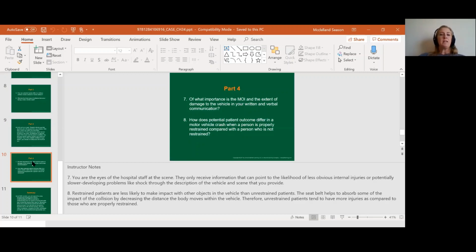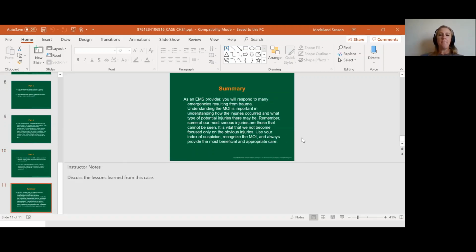Number 8, how does potential patient outcome differ in a motor vehicle crash when a person is properly restrained compared with a person who is not restrained? Restrained patients are less likely to make impact with other objects in the vehicle than unrestrained patients. We talked about this a little bit ago when we talked about him not being restrained and the mechanism that we might see. The seatbelt helps to absorb some of the impact of the collision by decreasing the distance the body moves within the vehicle. Therefore, unrestrained patients tend to have more injuries as compared to those who are properly restrained.